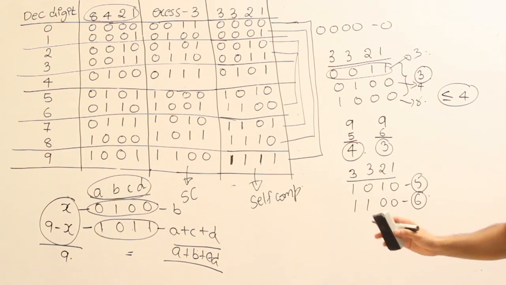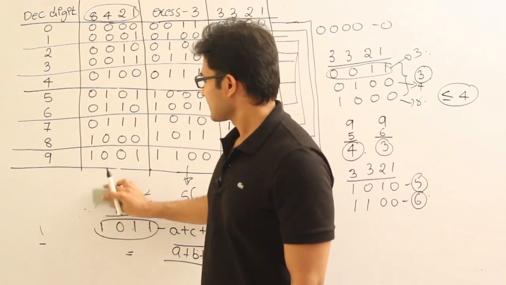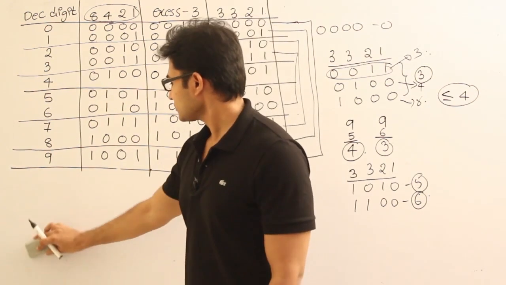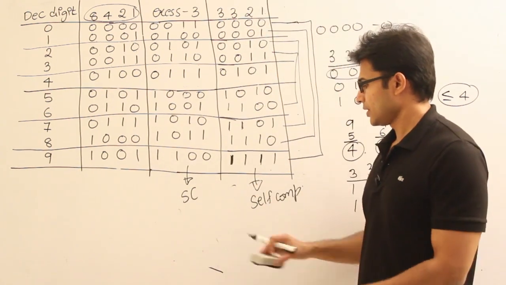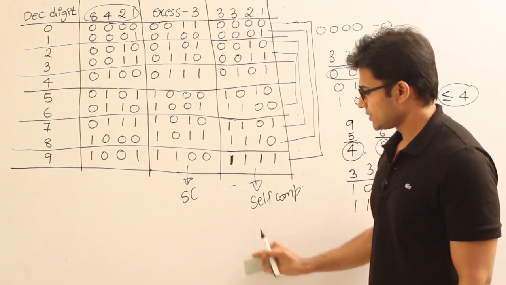So what I mean to say is, 3 3 2 1 is self-complementing, and XS3 is self-complementing, but 8421 is not self-complementing, right? Now let's see this.